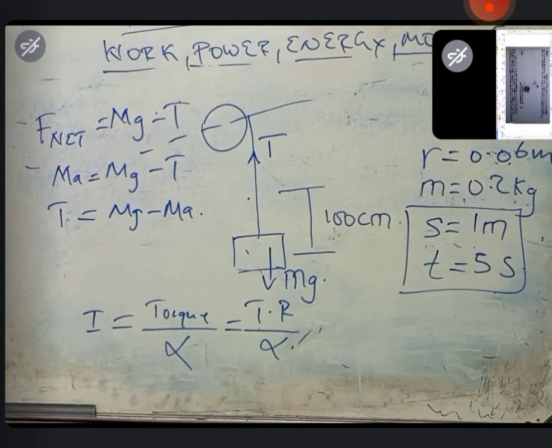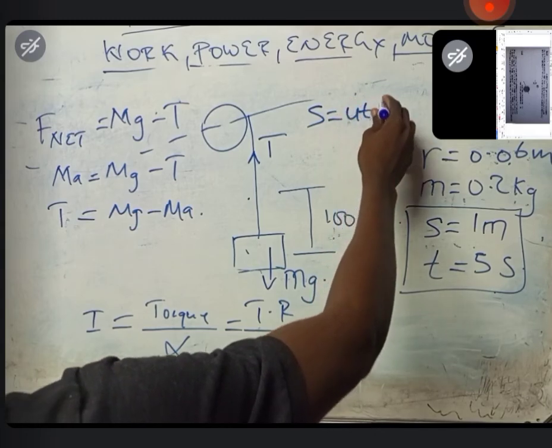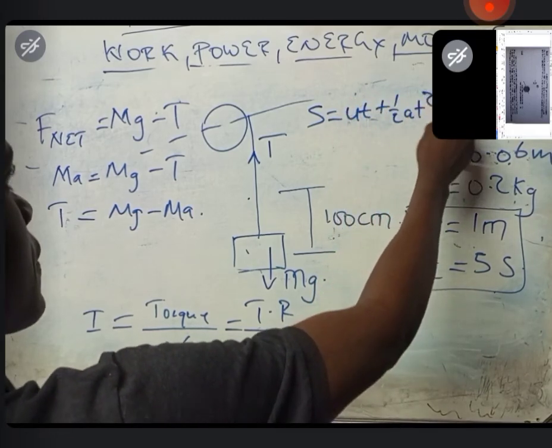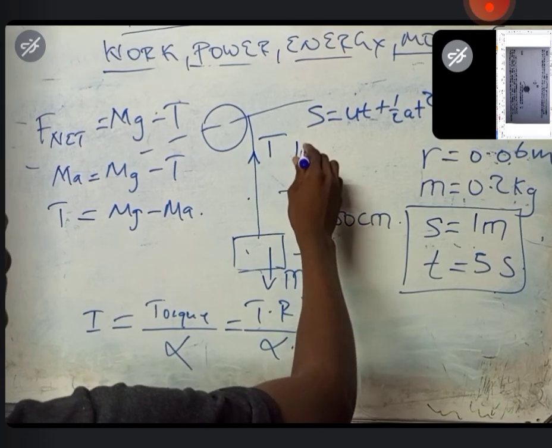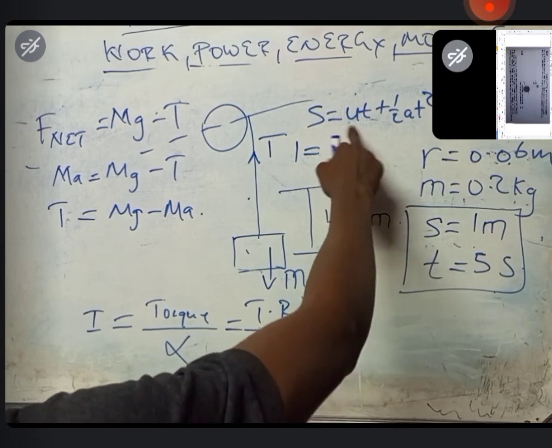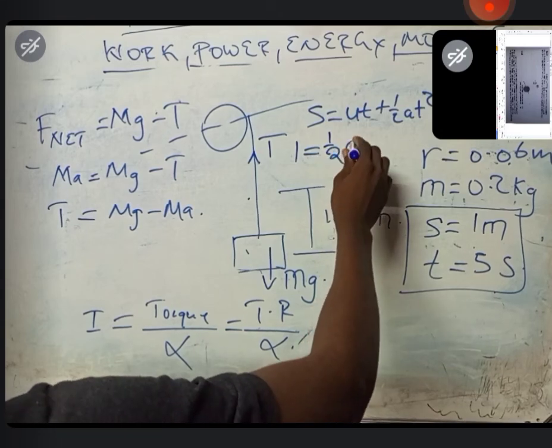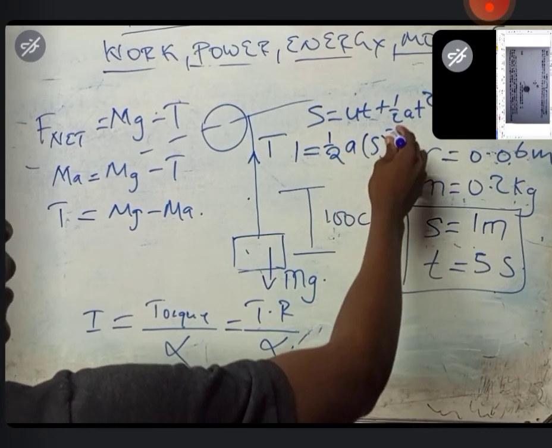You know your gravity, you know your masses, but you don't know your acceleration. You go to your equations. You've been given the time. So how can you find the acceleration? You can go to this equation: s is equal to ut plus half at squared. The distance is 1, the initial velocity was 0. Initially it wasn't moving. So you have half, the acceleration you don't know, and the time is 5, squared.